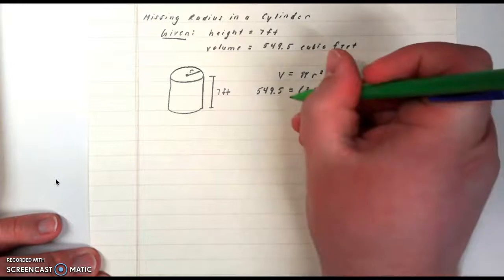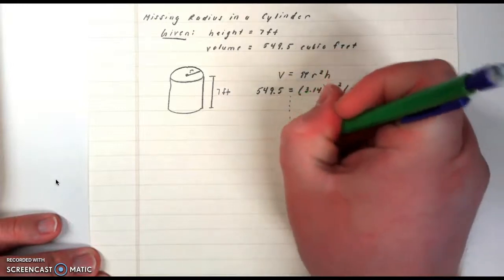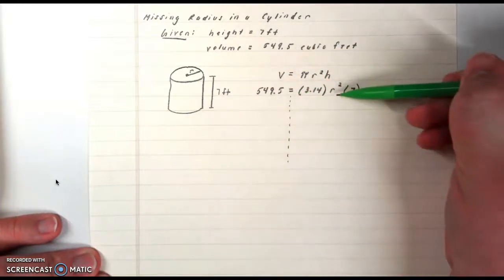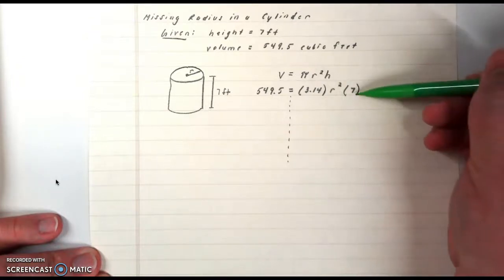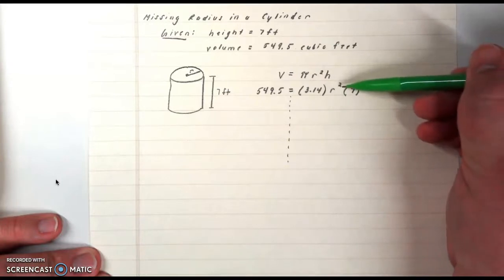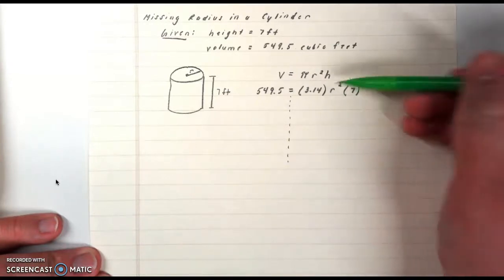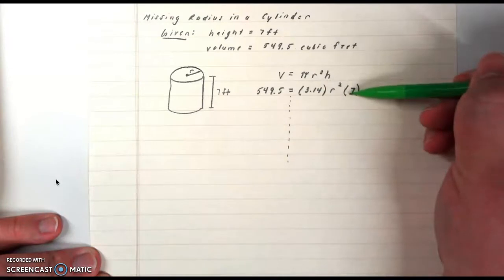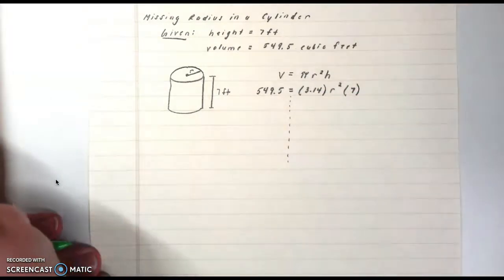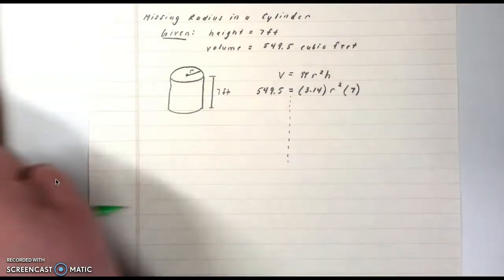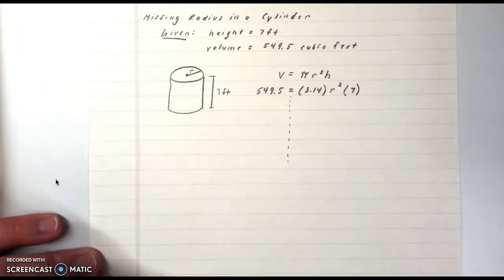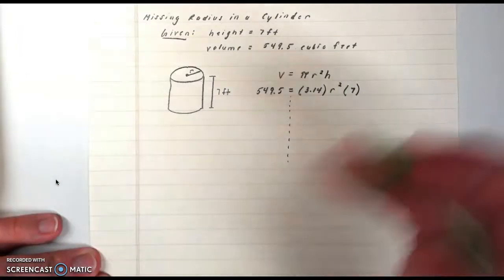Now we have an equation where we have an unknown value, which is the letter r, but that letter r is not by itself, so we have to isolate that letter r by getting rid of the 3.14, the 7, and also the square. So let's first multiply the 3.14 and the 7 to get that value. If we do 3.14 times 7, we get 21.98.